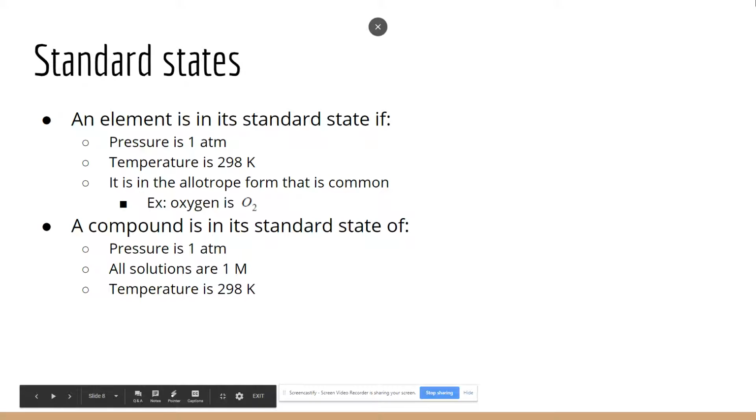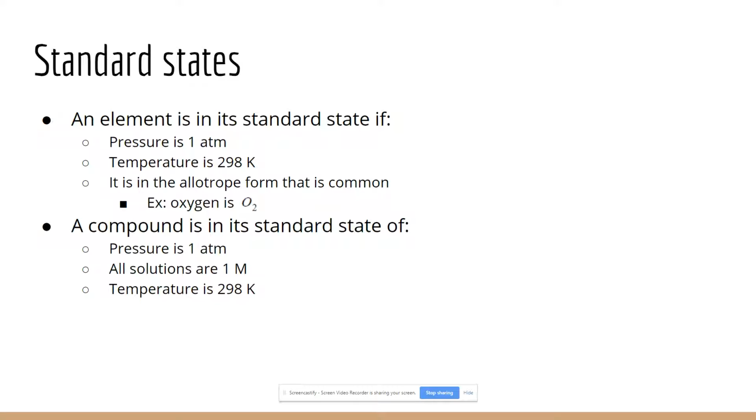So we talked about standard states, and so this is just going into a little bit more detail about it. This is not something that really pops up as a question. This is more just for your own general knowledge. We'll talk about non-standard states more when we talk about electrochemistry anyway. But an element is in its standard state if pressure is 1 atm and temperature is 298 K. That's about room temperature. And then the most important thing is it is in the allotrope form that is common.